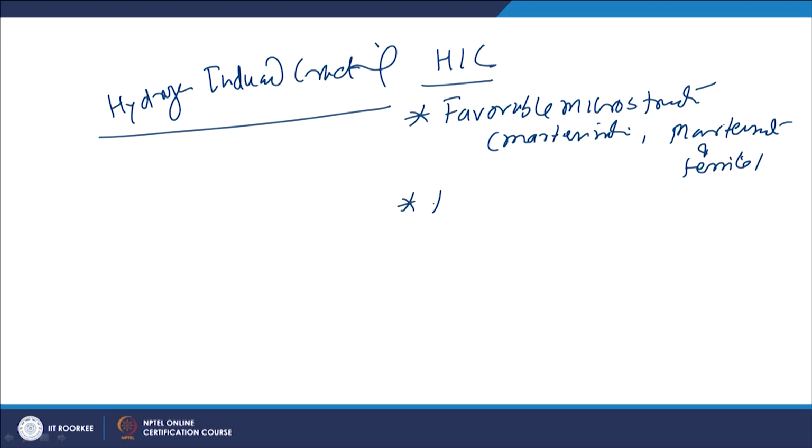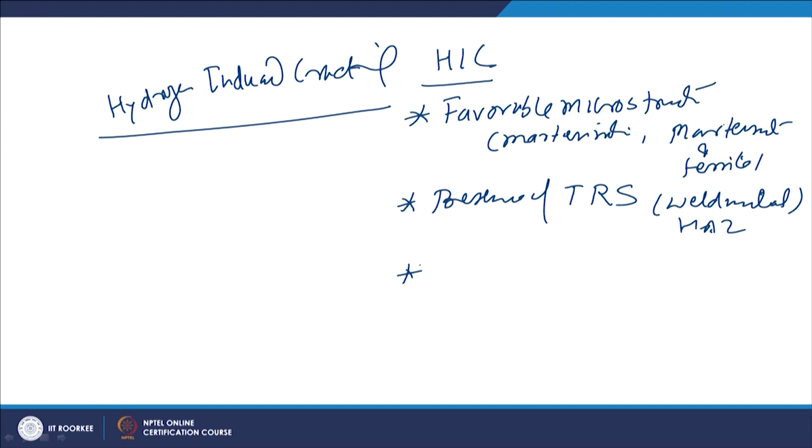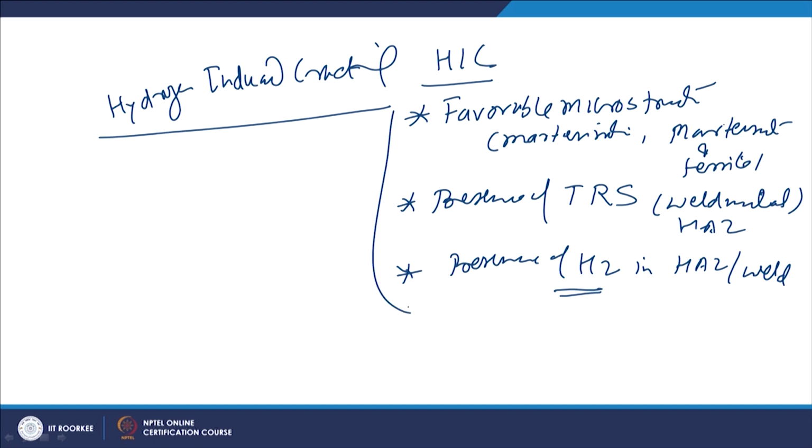The second one is the presence of tensile residual stresses. This is commonly encountered during fusion welding, and it is observed in the weld metal as well as the heat affected zone. Then the third important aspect which needs to be there for occurrence of hydrogen induced cracking is the presence of hydrogen content in the HAZ or in the weld metal. So, these are the three factors that need to be there for the occurrence of hydrogen induced cracking.